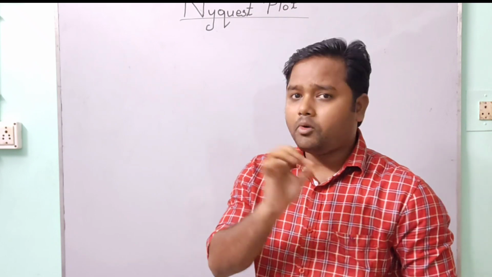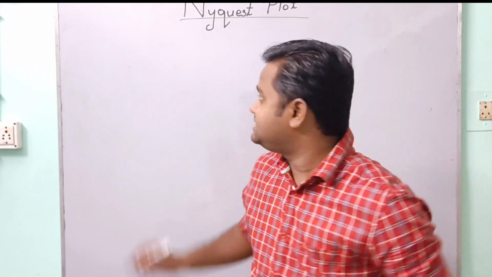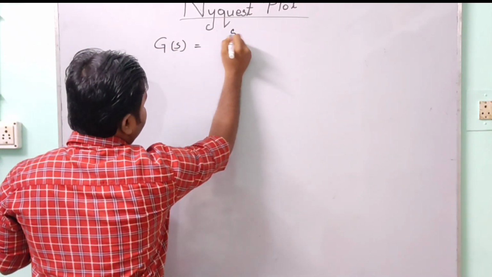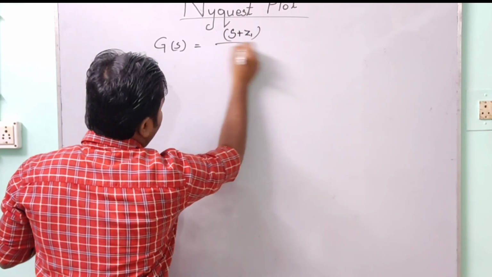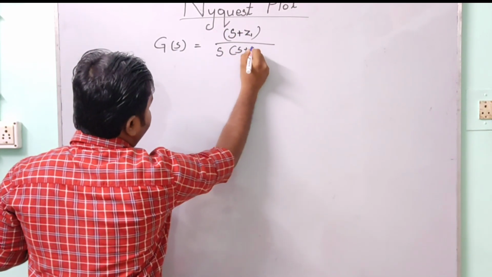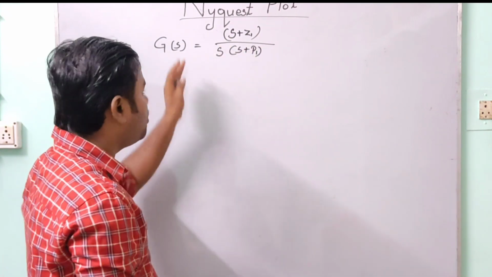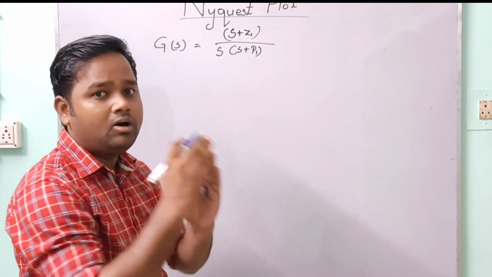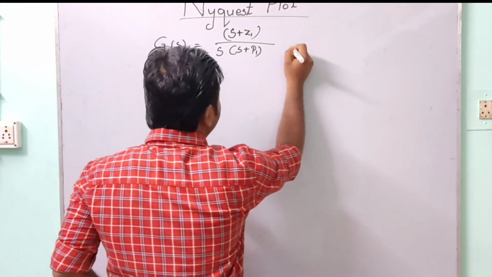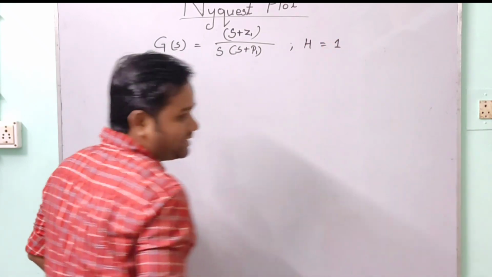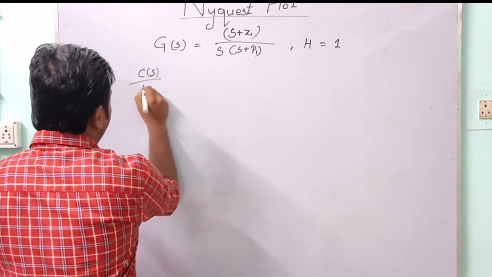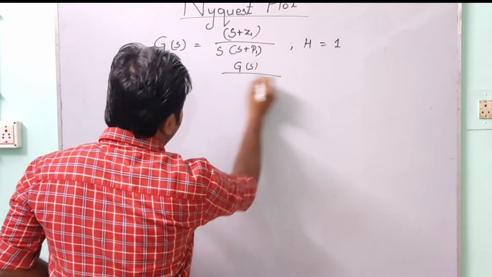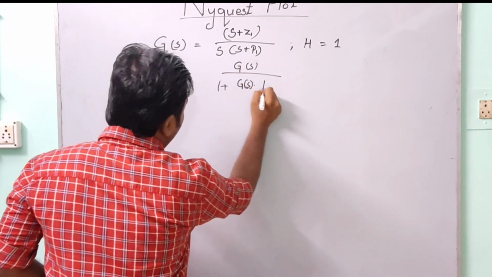Let us have, in the open loop control system, the gain G(s) equal to (s plus z1) divided by s into (s plus p1). Suppose this is the transfer function for an open loop control system, and if I put it in a closed loop control system with feedback H equal to 1, then I can get C(s) by R(s), and we know the formula is G(s) divided by 1 plus G(s) into H(s).